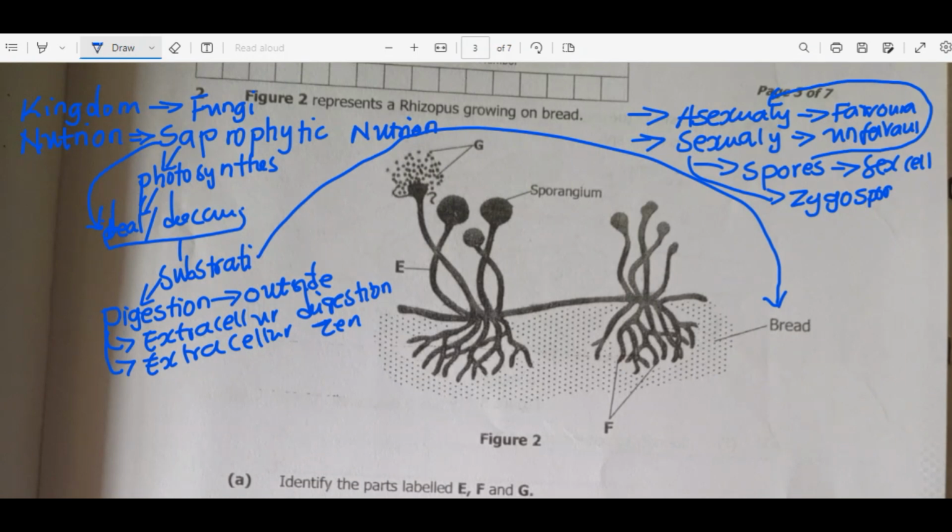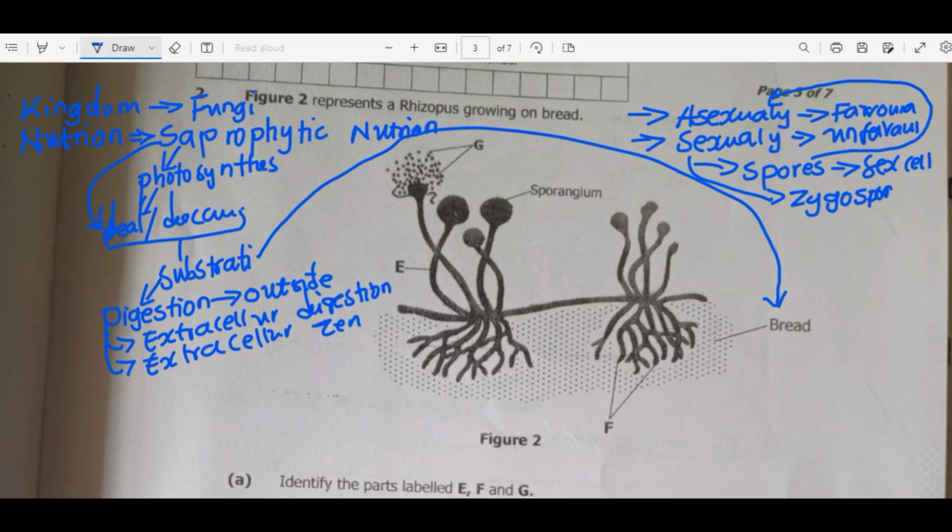So to summarize, what we are saying here is that a rhizopus can undergo sexual and asexual reproduction depending on the conditions. Whenever the conditions are favorable, then asexual reproduction will occur. The reverse is also true for sexual reproduction. During asexual reproduction, spores are used, while during sexual reproduction, zygospores are used.